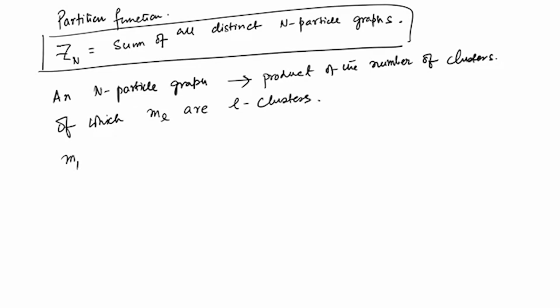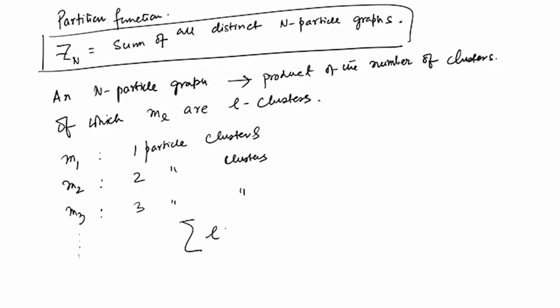So, what it means is that we have M1 one-particle clusters, that is, there is no link, M2 two-particle clusters, M3 three-particle clusters, and so on. But there is a condition that you have to satisfy: the sum over L of L times ML, from 1 to n, has to equal the total n particles that are present in the system.